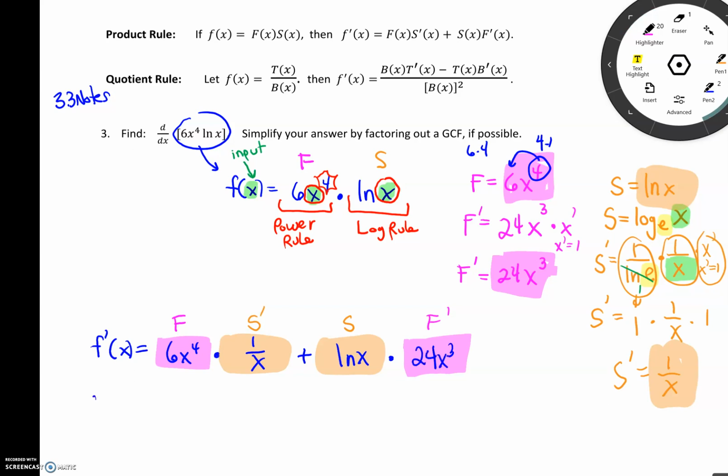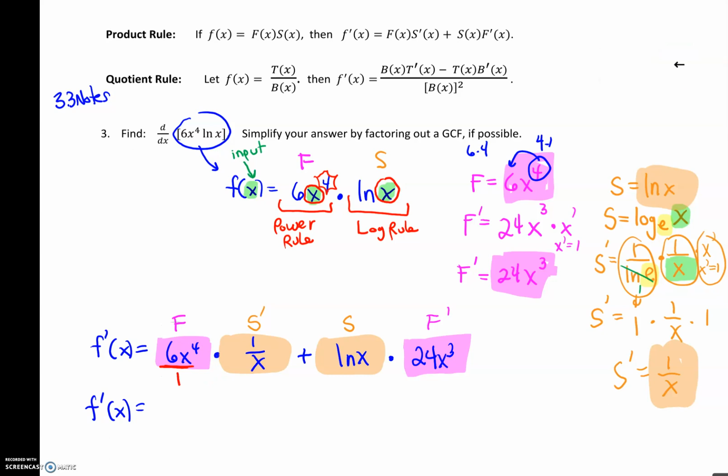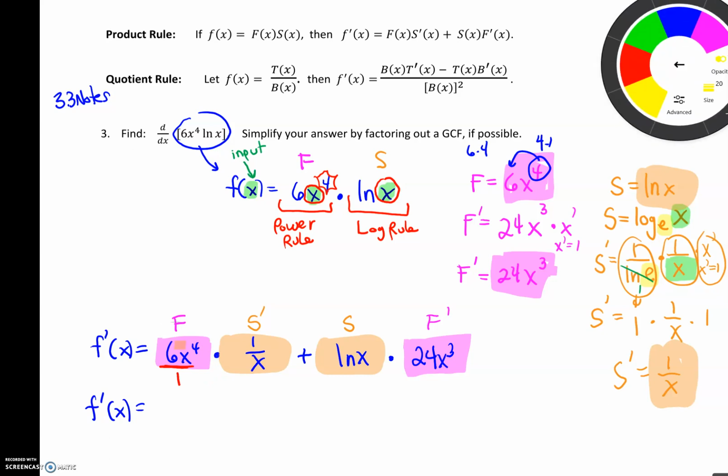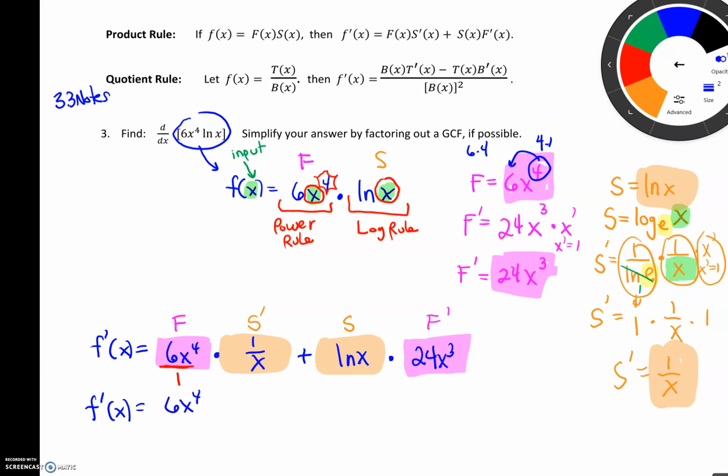Okay, now let's see if we can clean this up at all. I can. When I go to multiply the first times the derivative of the second, that's 6x to the 4th times 1 over x. I can make the 6x to the fourth a fraction by writing it over a 1. Then I can multiply across, numerator times numerator and denominator times denominator. I'm just going to end up with a 6x to the fourth in the numerator and an x in the denominator, and those x's will divide out.